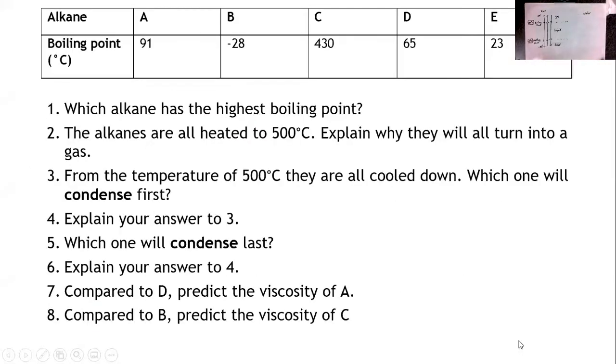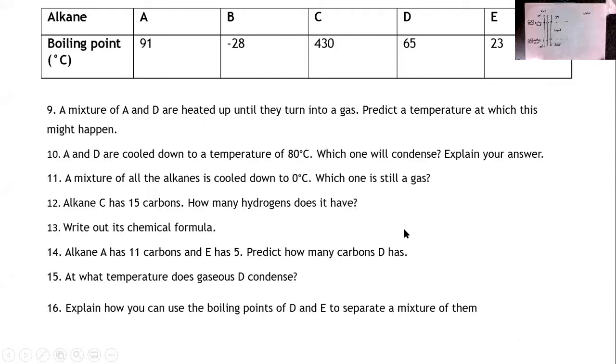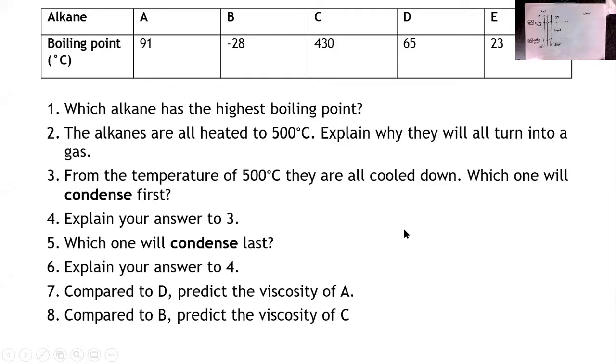Okay, so you've got a table up at the top here. I'm just going to move this little guy out of the way. You've got a table up at the top. It's got 5 alkanes, and each alkane has a boiling point. And you have to answer the questions that relate to this table. So answer questions 1 to 8. Go ahead and do that now, please. Pause the video and do that now.